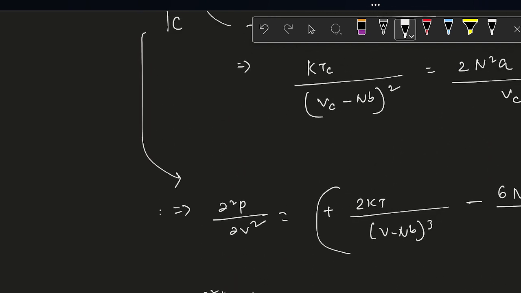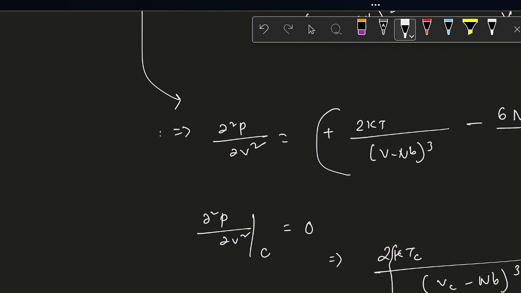Alright, so you have to now use equation number 2 and equation number 3 to solve for tc and vc. You can simplify very easily, since this quantity k tc by vc minus nb square has a certain known value, so you can just replace this quantity in this term, right? So how to do that? Let us take out 2 into k tc by vc minus nb whole square. There is a cube term, so one more term is left, that is vc minus nb, equal to, the right hand side was 6 n squared a by vc to the power 4.